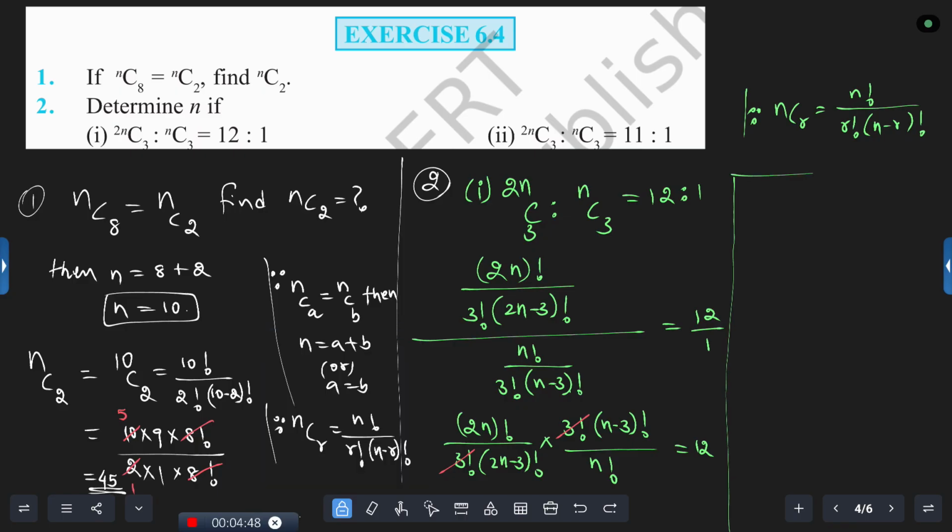Now in the numerator, what I have is 2n factorial. 2n factorial I can write as 2n into 2n minus 1 into 2n minus 2 into 2n minus 3 factorial, whole divided by 2n minus 3 factorial. Now I can cancel these two, numerator and denominator, 2n minus 3 factorial. First one I'm writing as it is, then minus 1, again if we subtract 1, minus 2, again if we subtract 2, minus 3. Like that it will go.